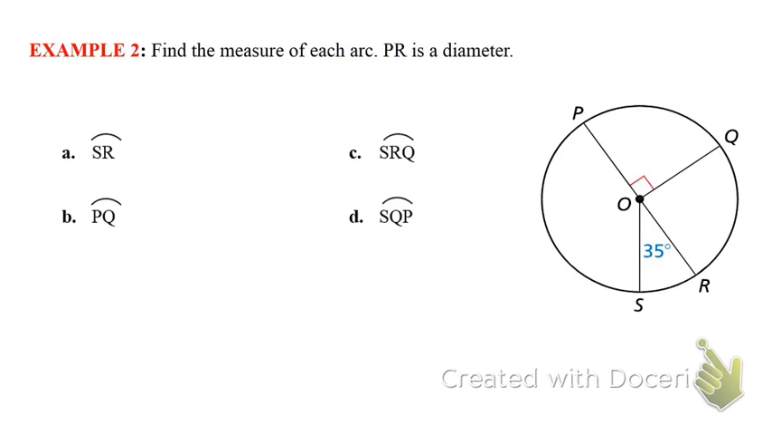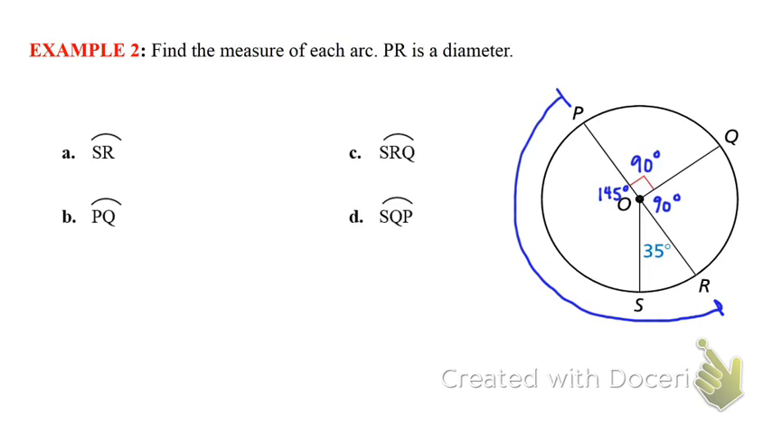First of all, let's label some of the angles in here. This is going to be 90 degrees. And that means this has to be 90 degrees, right? Because PR is a diameter. So then SR is 35. And since I know that all of this has to equal 180, then this must be 145.